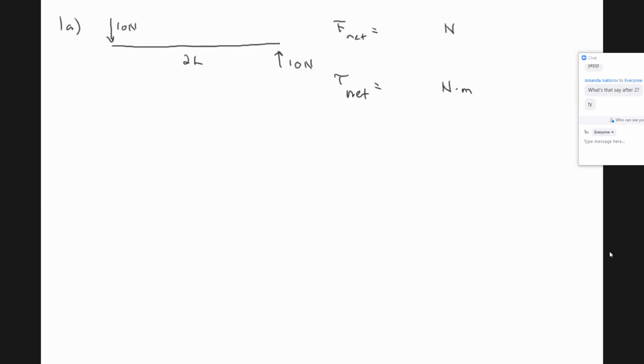Apply what we just learned for torque, and you already should know what we talk about with forces. So net force is like up minus down, right minus left, right? And then for torques, it's clockwise versus counterclockwise rotation, right? Counterclockwise is positive, clockwise is negative.